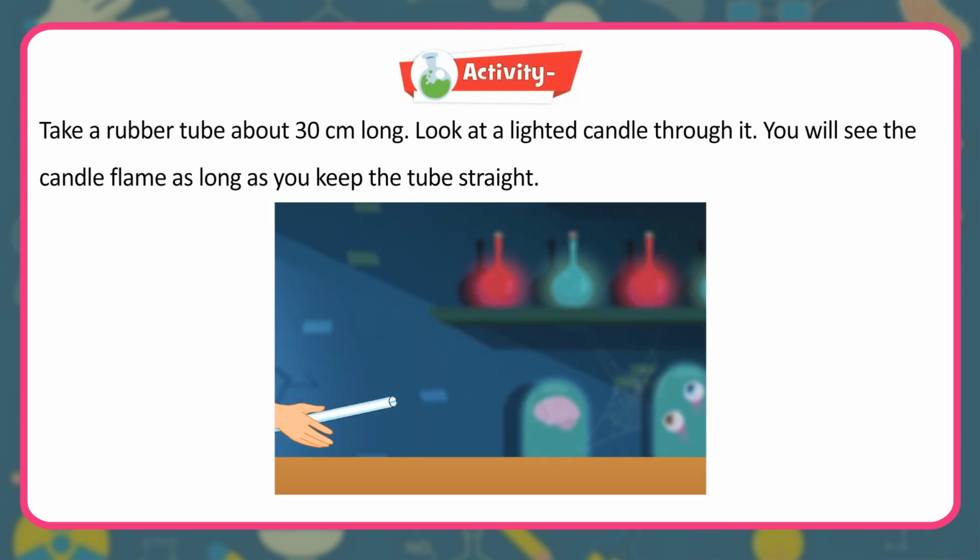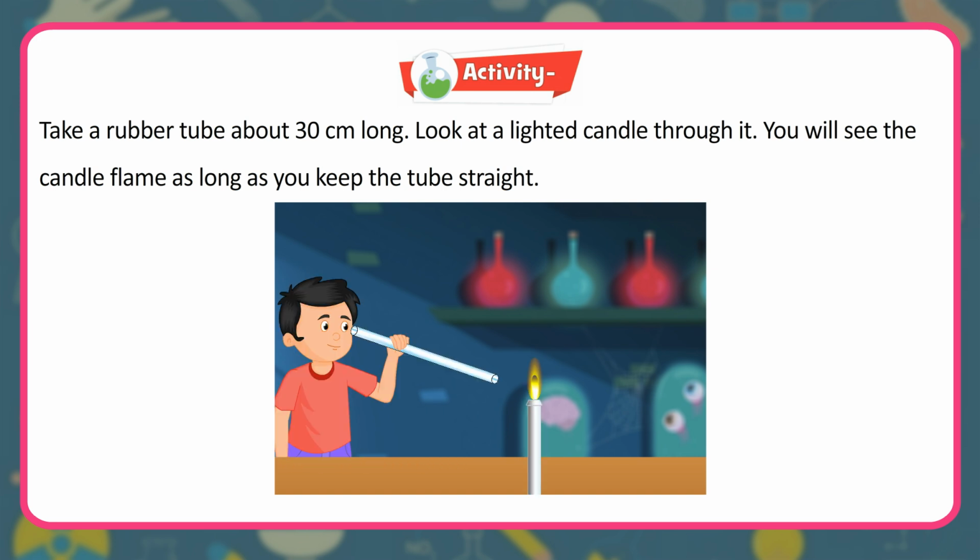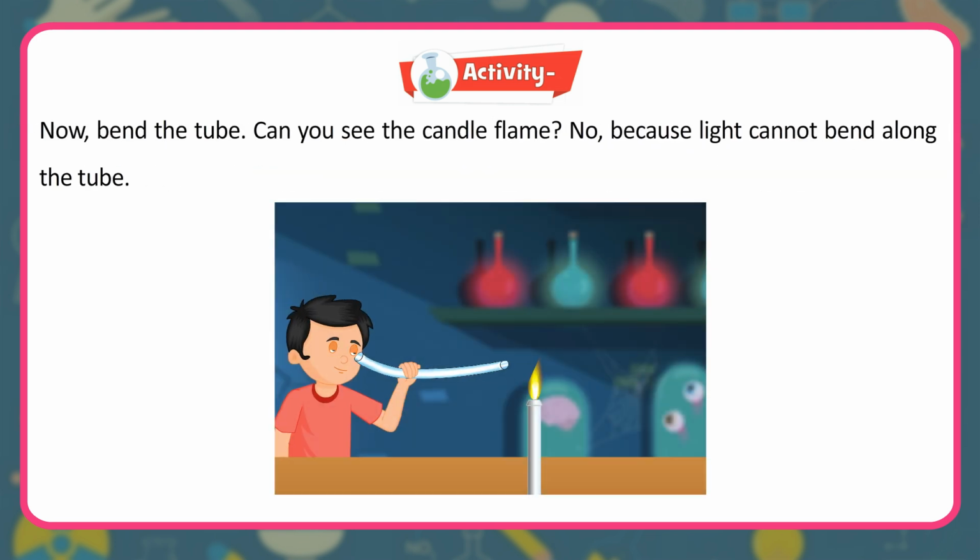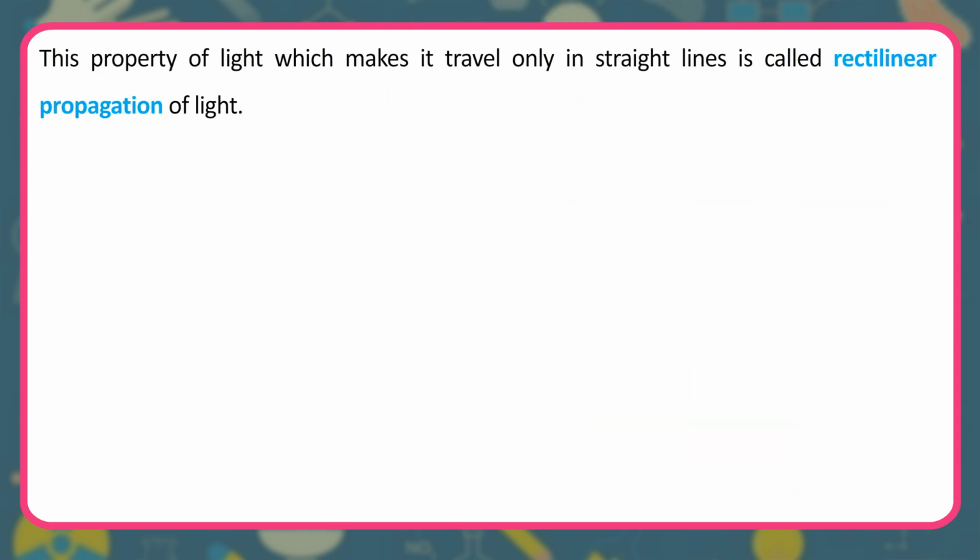Activity. Take a rubber tube about 30 cm long. Look at a lighted candle through it. You will see the candle flame as long as you keep the tube straight. Now, bend the tube. Can you see the candle flame? No, because light cannot bend along the tube. This property of light, which makes it travel only in straight lines, is called rectilinear propagation of light.